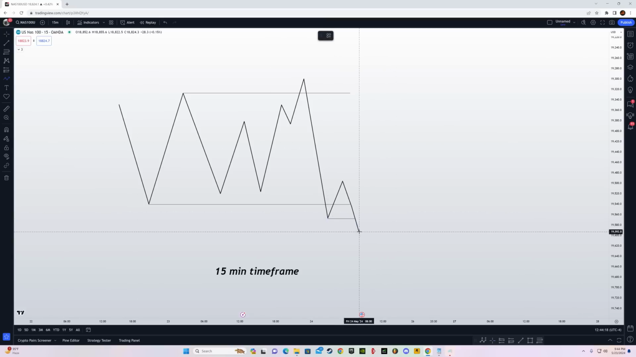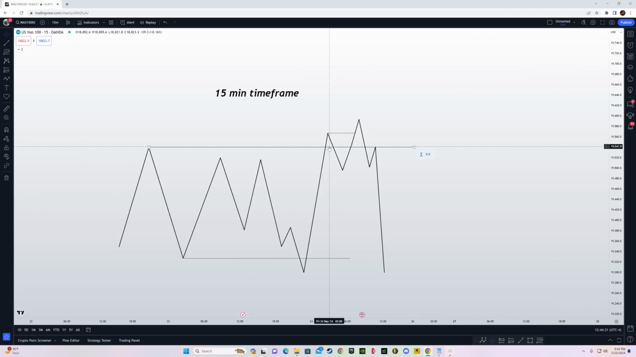And then we look for acceptance back into the range, and we look to take our entry on the retest. Now this is when you don't get a market structure shift. And then you can target this high over here. And similarly, that will look the same when you are looking for short positions.